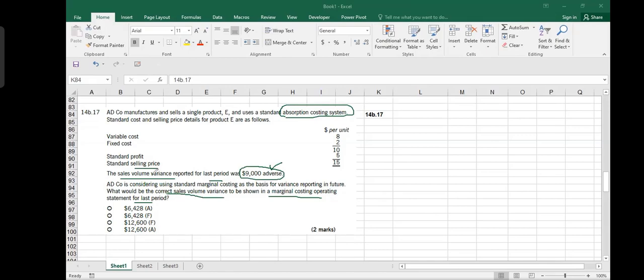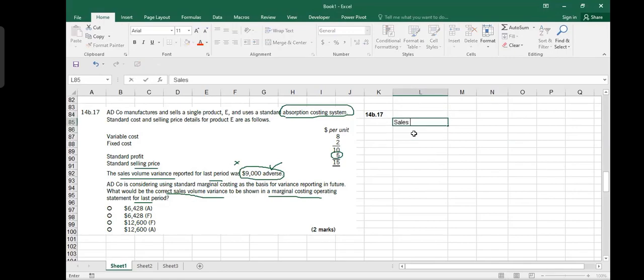We know that sales volume variance means the difference between budgeted sales and actual sales multiplied by the profit margin. How much was profit? 5. And what we need to do is produce it based on marginal costing, which means the difference in the quantity multiplied with the contribution margin. This is a very, very simple question. I'll show it with 2 methods.